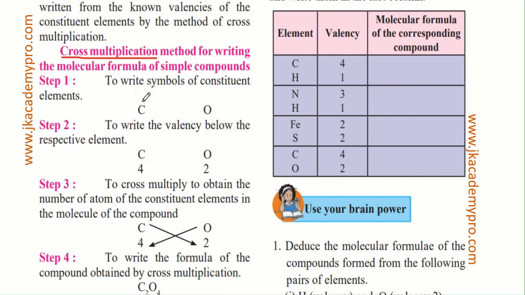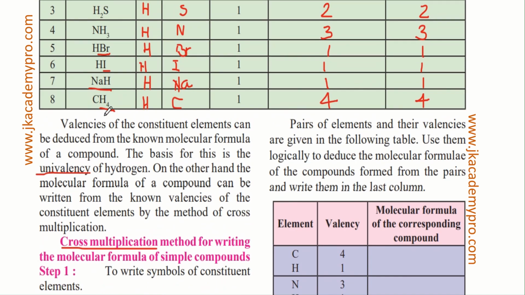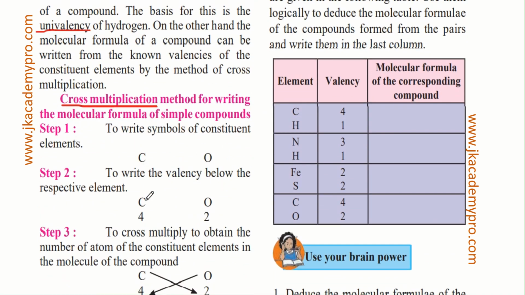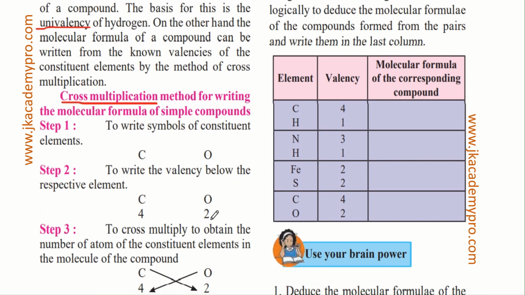To write the valency below the respective element is the second step. So now the valency of carbon is 4, and we found this out by the example of methane, where we found the valency of carbon as 4. And oxygen has a valency of 2. We found this out by using the formula of water. So here we write 4 and 2 below this.